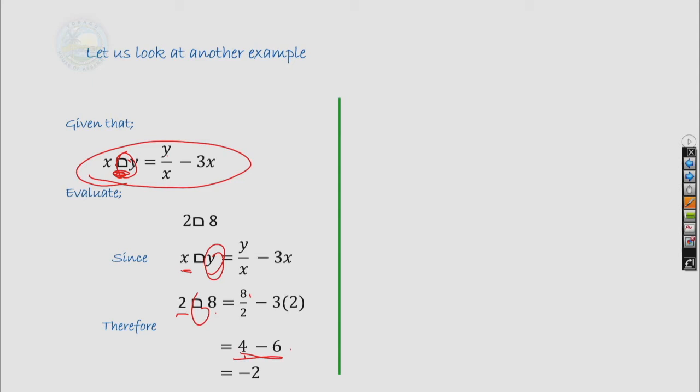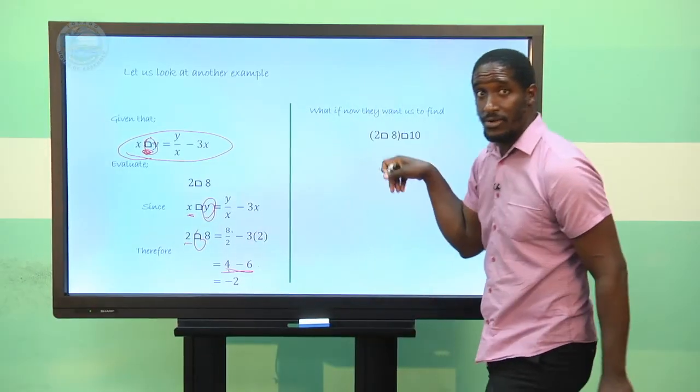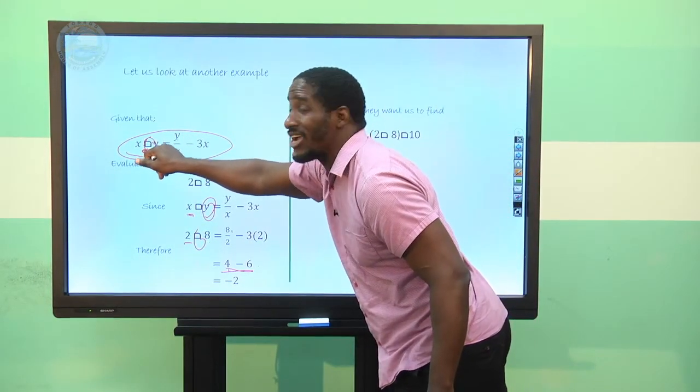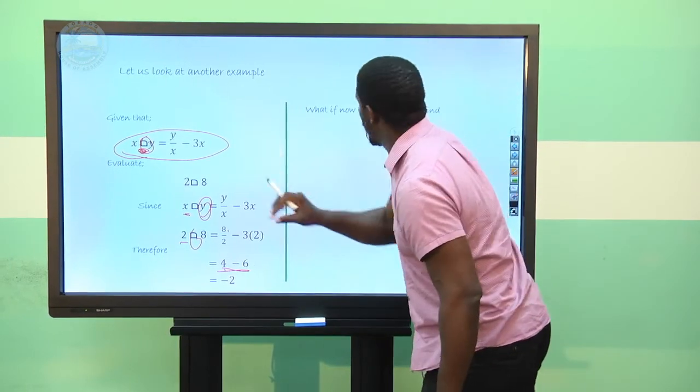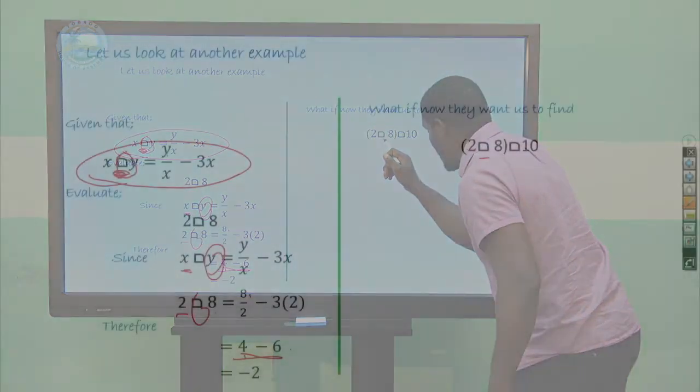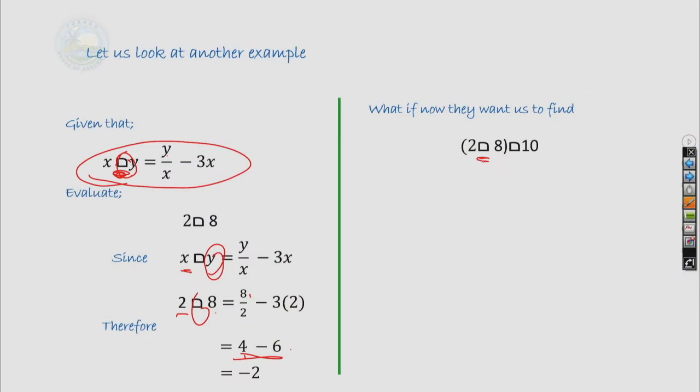This is really nice. Look at this one though. What if they now want us to find, here in brackets, 2 binary operation 8, close brackets, then that same binary operation 10? These two questions are related, so this binary operation means the same in this instance as well. How do we work that? We work out what's in the brackets first. But hey, we did that already.